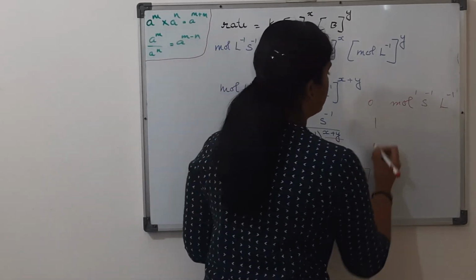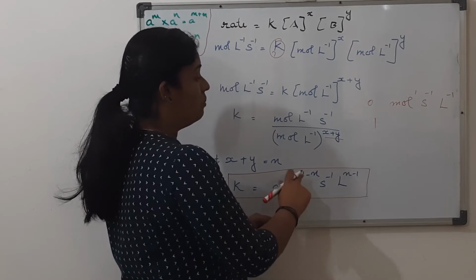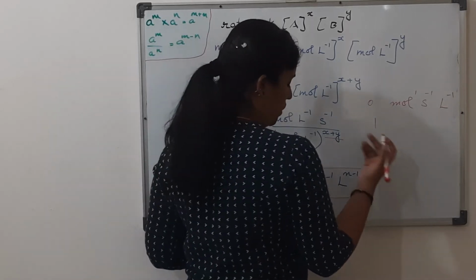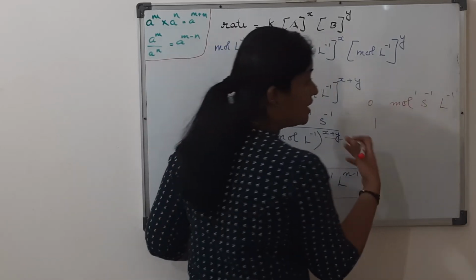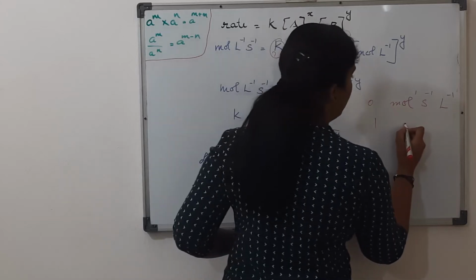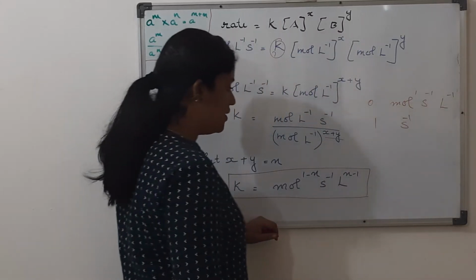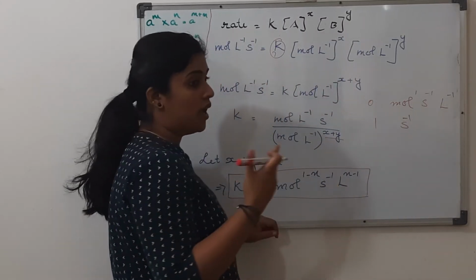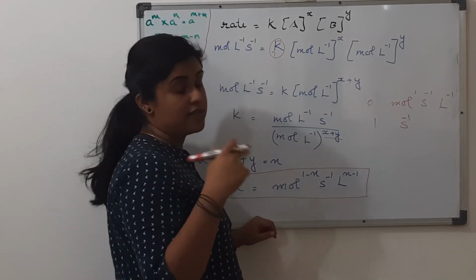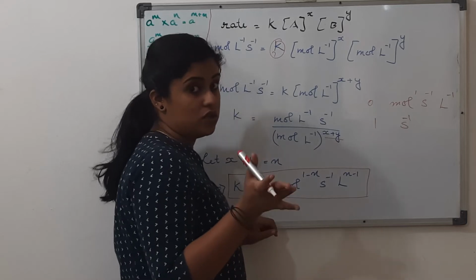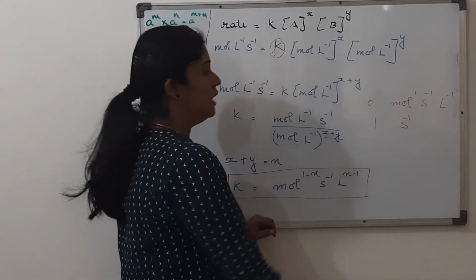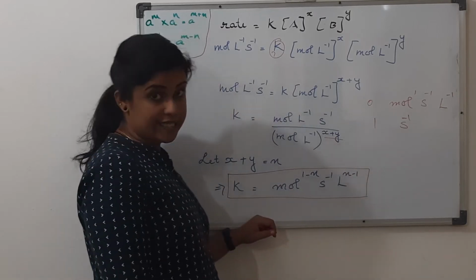And if I consider first order, mole to the power 1 minus n, n is 1. So 1 minus 1, that's 0. So mole power 0, and anything power 0 is just 1, so we did not write that. Then there is second inverse and liter raised to n minus 1. n is 1, so liter raised to 1 minus 1, that is liter raised to 0. Anything raised to 0 is just 1, so we are not writing that. So the unit of rate constant for first order is second inverse.